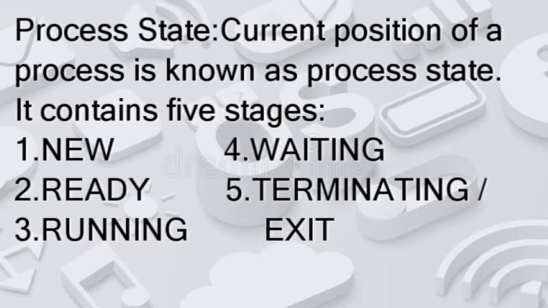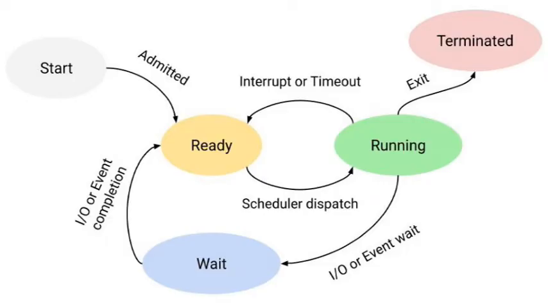The process state, that is the current position of a process, is defined as the current activity of the process. It tells us in which category the process I'm working on is currently present. Basically it has 5 categories: new, ready, running, waiting and terminated, which we can also call exit. So these are the 5 stages of a process state. Let's go through each type of state one by one.